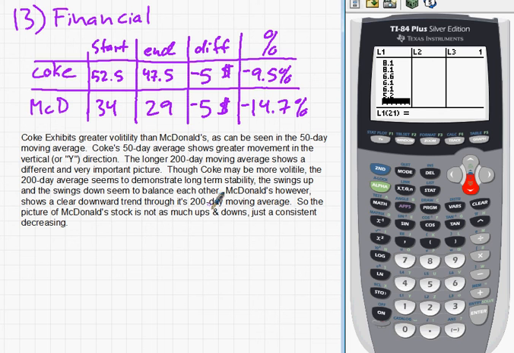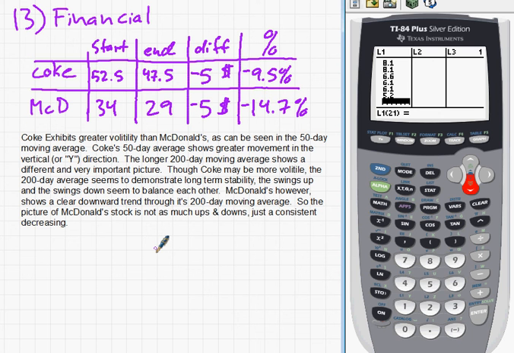Now, McDonald's has a clear downward trend through its 200-day moving average. You can see it's got that constant downward. And so it may not have as much, smaller swings, not as much ups and downs. It's just a consistent decreasing, which of course is not exactly what you want. But of course, the question, which wasn't asked, but whenever you do this financial kind of question, is, where do you invest your money? And it sounds like McDonald's would be a bad investment, right? Because it's declining, it's declining.